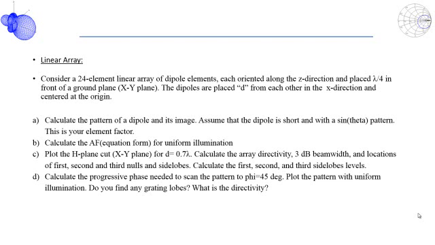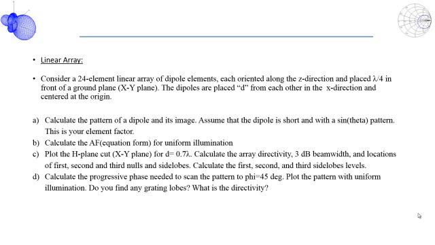Hi, for those who have chosen to do this problem, this is called a linear array. This is a 24 element linear array of dipoles, each oriented along the z-axis. You gotta change that. It's actually going to be oriented along the y direction, because for reasons that EasyNet considers the ground plane to be the xy plane.